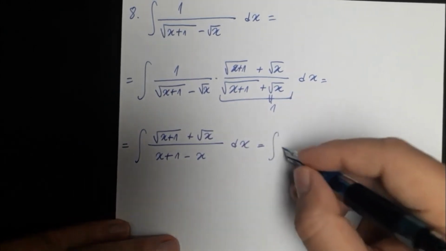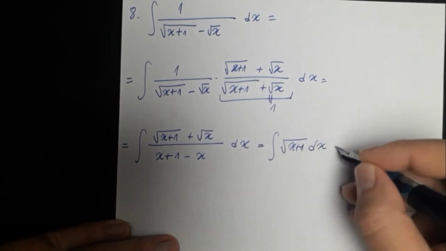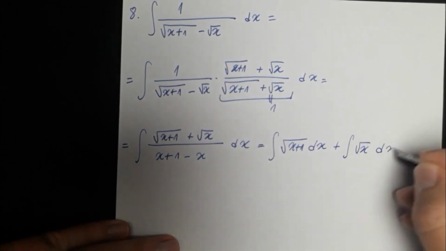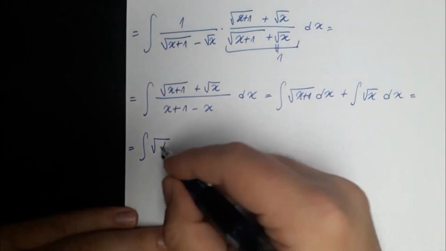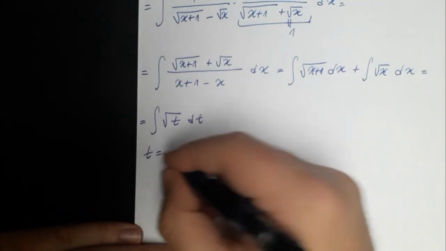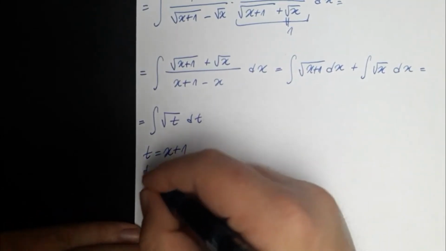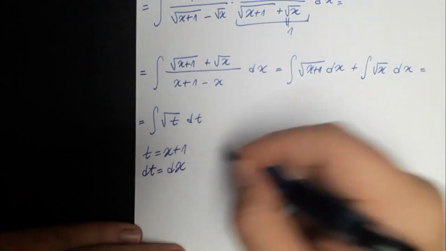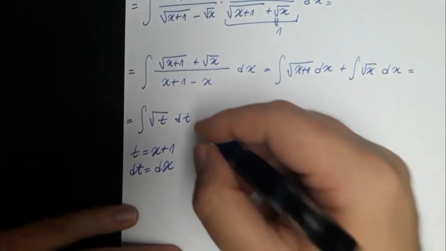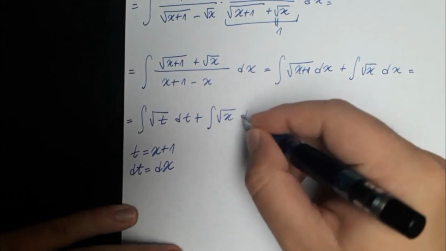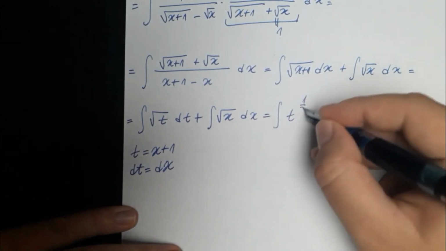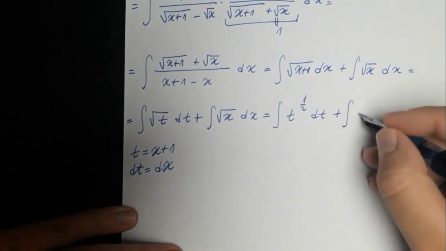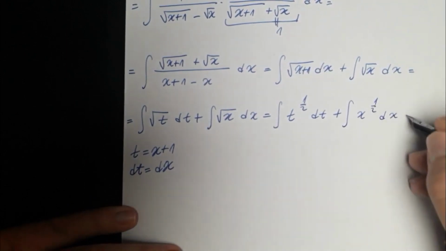And then we get the integral of square root of x plus 1 dx plus the integral of square root of x dx. Well, this is equal to the integral of square root of t dt if we take the substitution that t is equal to x plus 1, the differential of t is going to be the same as the differential of x. And this is going to be plus the square root of x dx. Of course, this integral can be written as t to the power 1/2 dt. And of course, this is x to the power 1/2 dx.